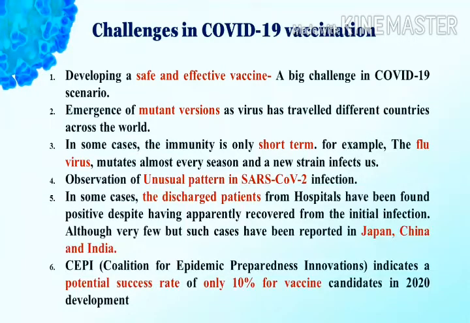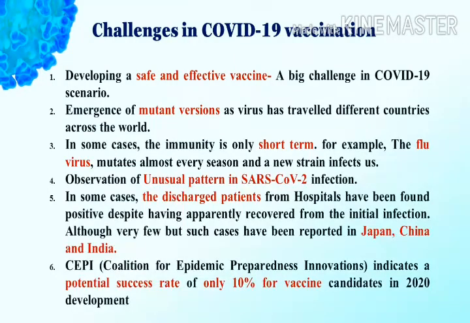So considering all these facts, the chances are very high that there could be mutant versions also, and the same kind of findings have been reported, that the vulnerability of the population is varying across the world. Some countries are very prone, some are less prone, and so on and so forth.